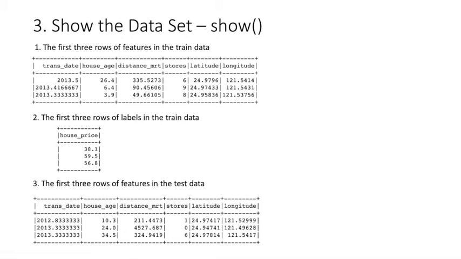Finally, we use the show function to show the data sets, and we can get the first 3 rows of features in the training data. There are 6 features, and the first 3 rows of labels in the training data. The label of the training data is house price, and the first three rows of features in the test data, there are still 6 features.